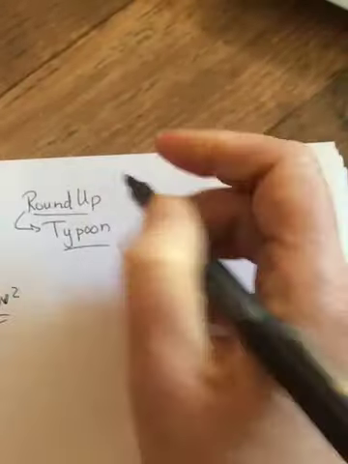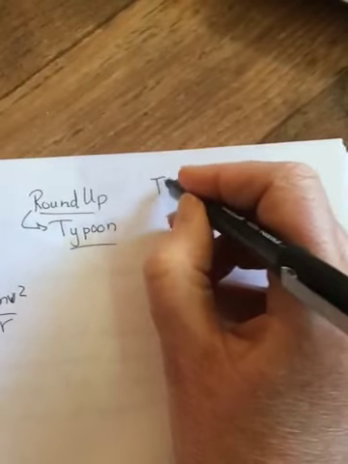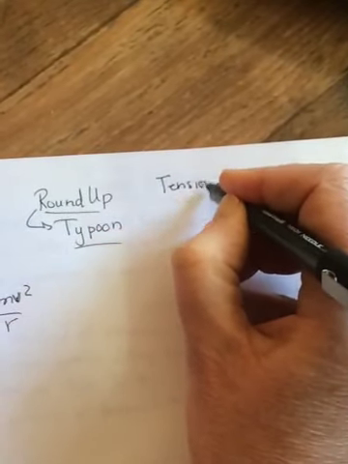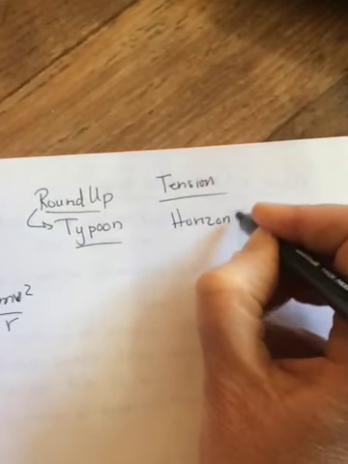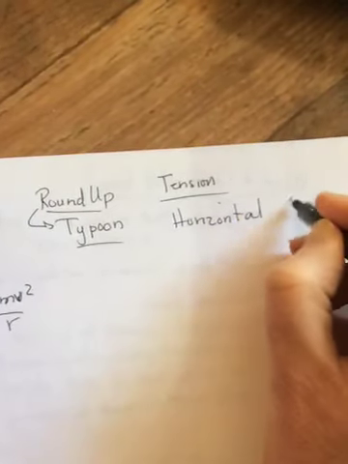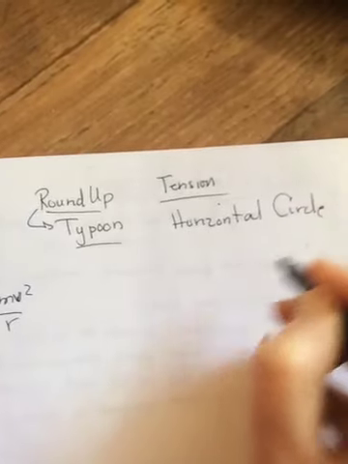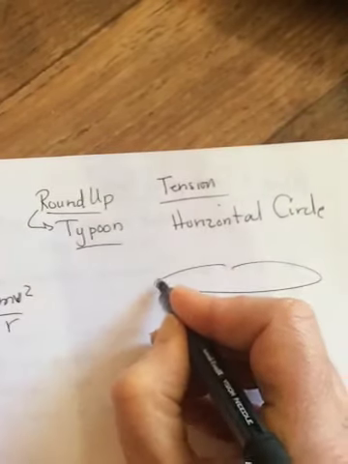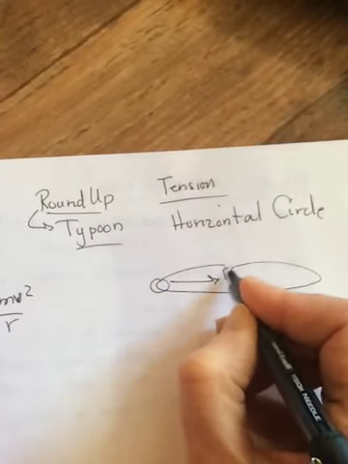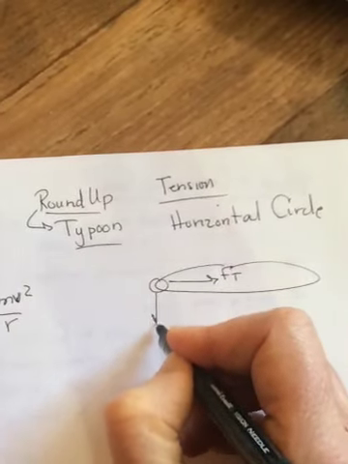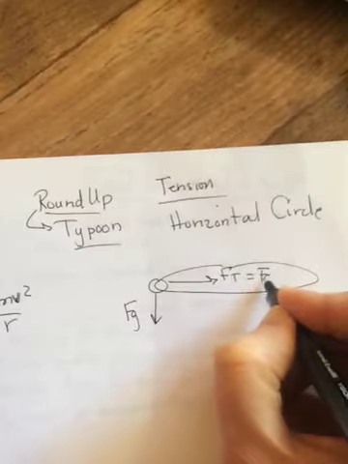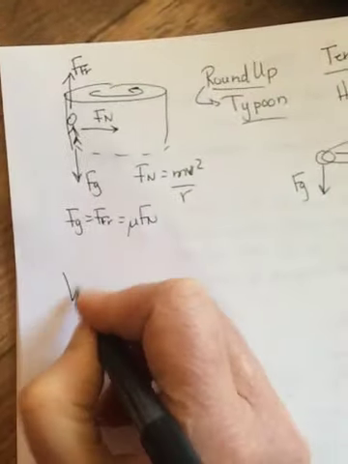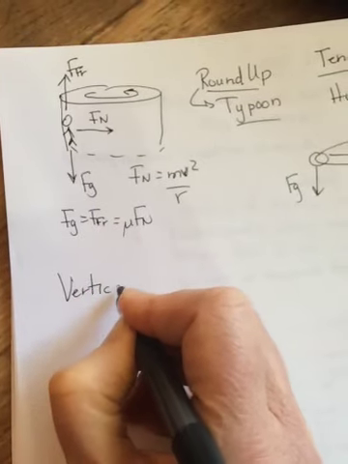Okay, and then the last one is tension. And for tension, there are two different types. The horizontal circle is easy, and I'll run out of time before I get to the vertical one. In a horizontal circle, when you're swinging a ball in a horizontal circle, the tension is the centripetal force. Gravity is acting down, has nothing to do with towards or away from the center. It's the vertical circle that is special.